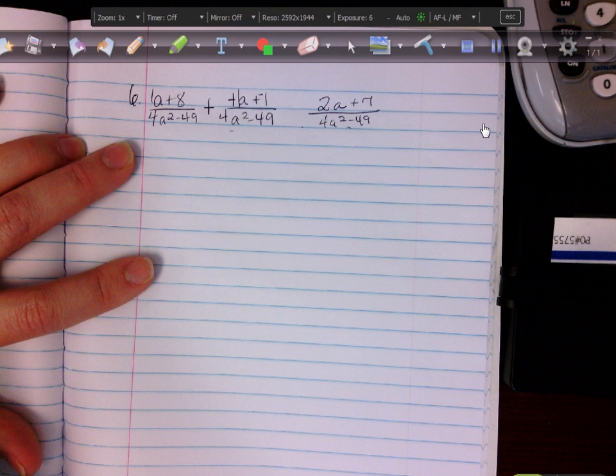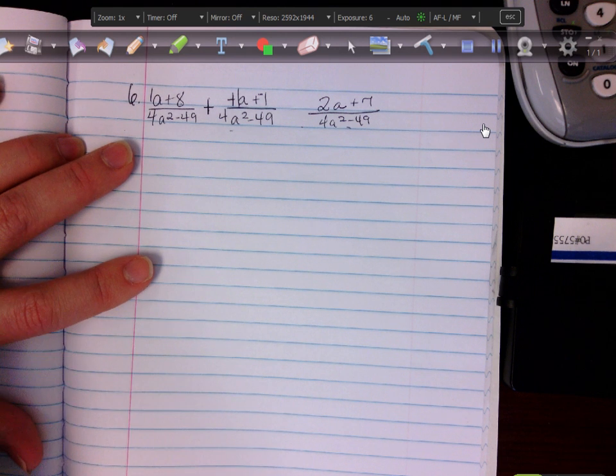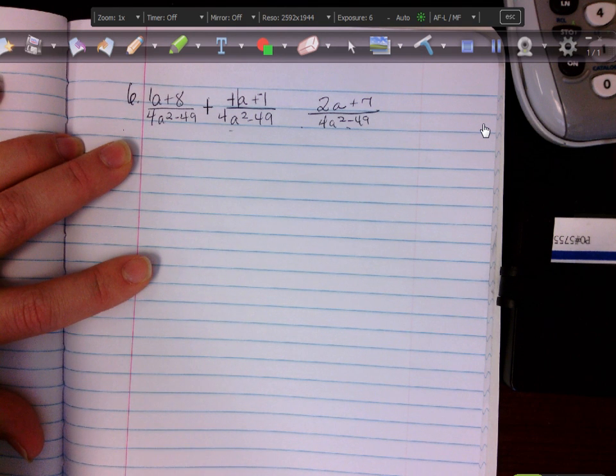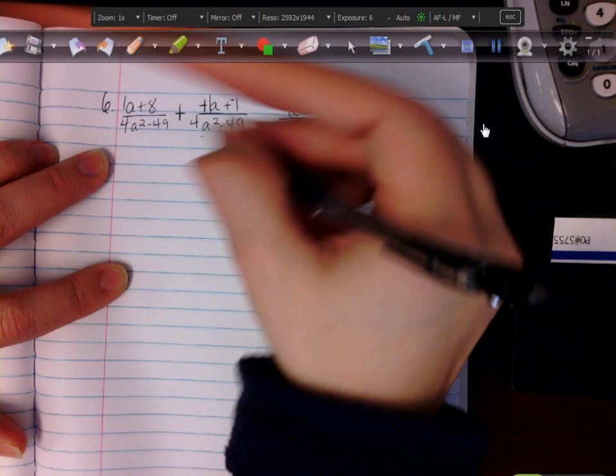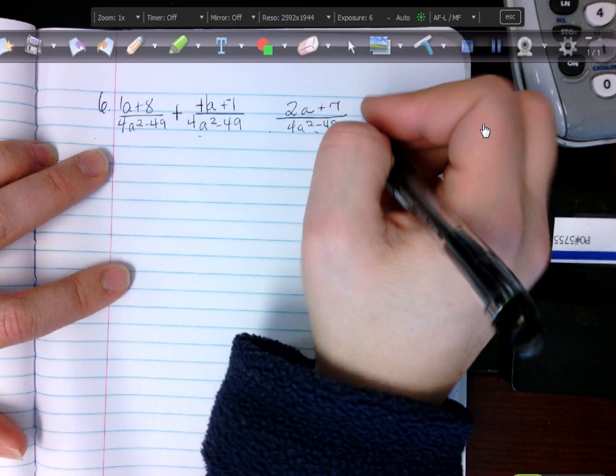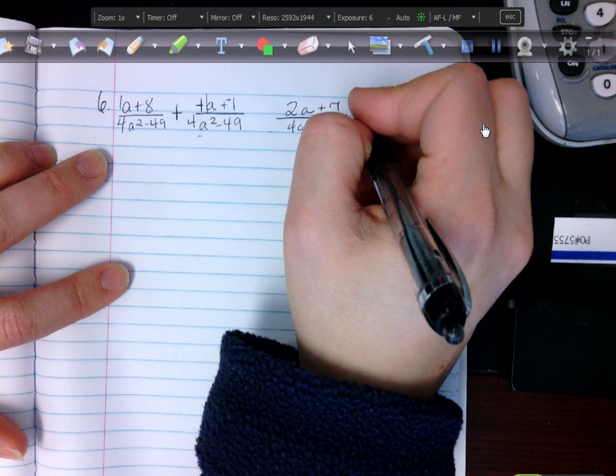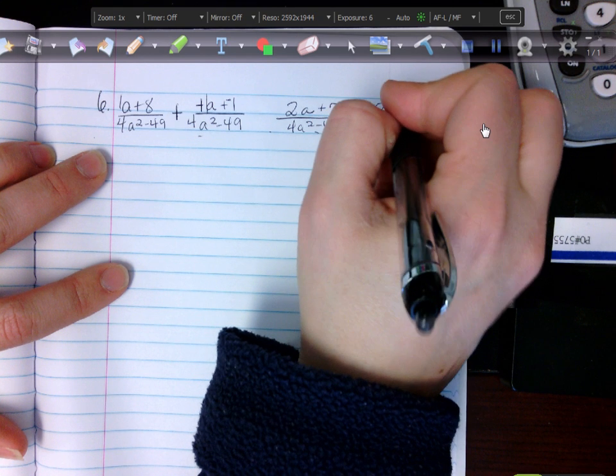So now I'm ready to factor. I'm going to look at 2 and 7 and realize that they do not have any common factors. They are both prime numbers. So my numerator is going to actually stay the same. So that's going to be 2a plus 7. It's not going to change.